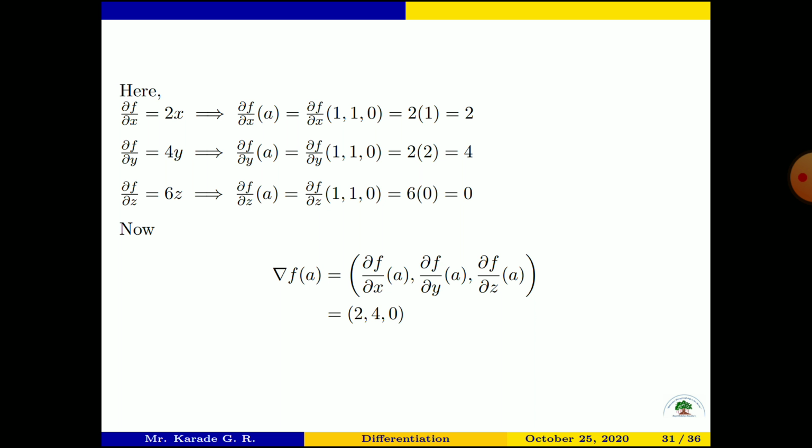Now finally, the partial derivative of f with respect to z is equal to 6z, and this implies dou f by dou z at point a is equal to dou f by dou z at point 1 comma 1 comma 0. It is equal to 6 into 0, which is equal to 0. Now we find the gradient of f at point a. It is equal to dou f by dou x at point a, dou f by dou y at point a, dou f by dou z at point a, and that vector is 2 comma 4 comma 0.